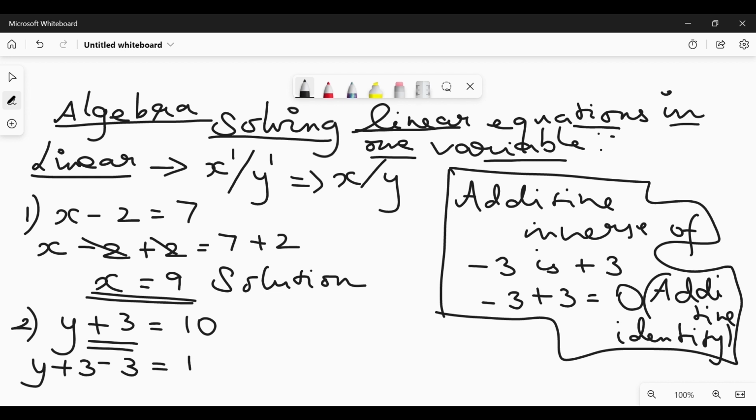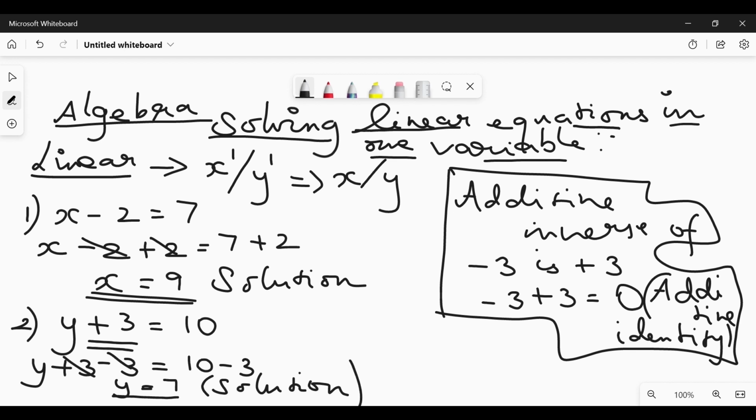So when you add minus 3 to the left hand side, you add minus 3 to the right hand side as well. So what happens? Plus 3 minus 3 get cancelled. You get y equal to 7. So y equal to 7 is considered to be the solution of this equation.